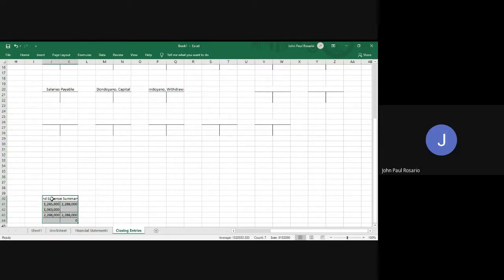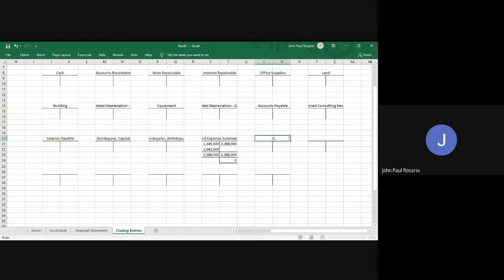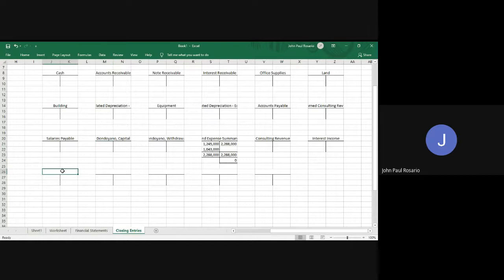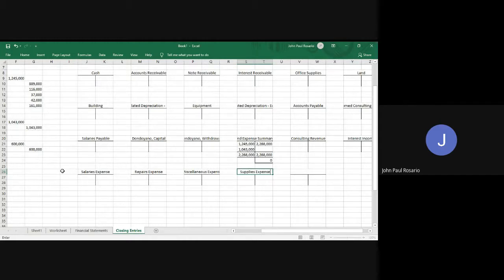Okay. And then we identify consulting revenue, interest income, and then salaries, repairs, miscellaneous, supplies, depreciation. Salaries expense, repairs expense, miscellaneous expense, supplies expense, and lastly, depreciation expense. Okay, alright, sorry.